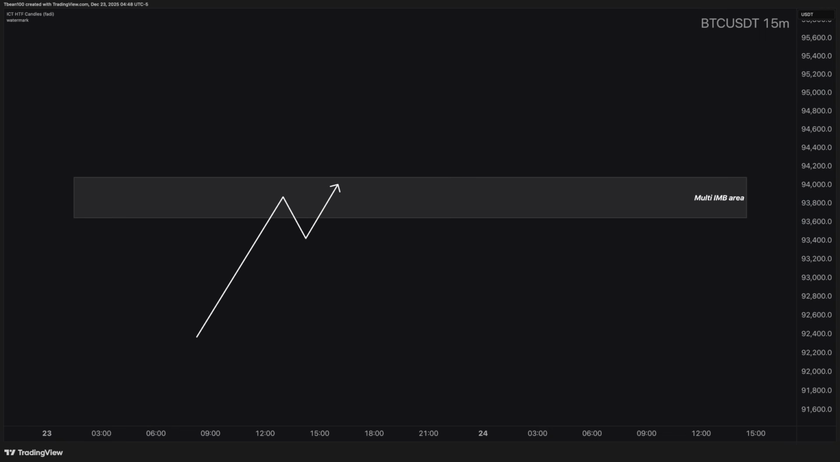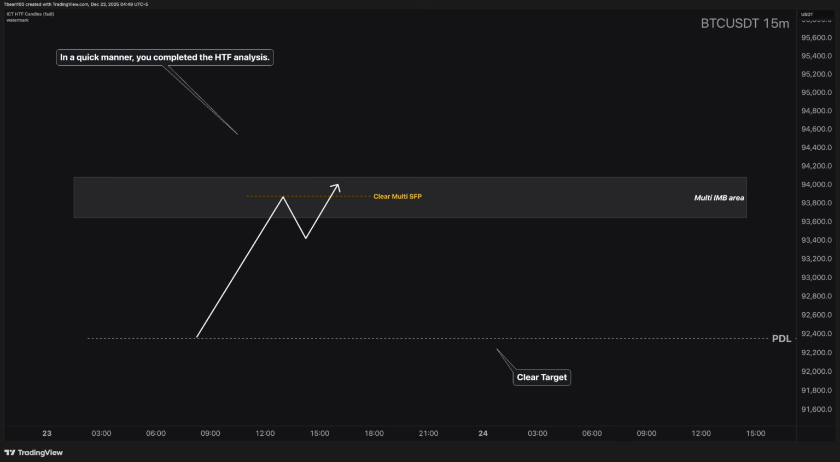We waited for the price to come back into our multi-imbalance area. Then we looked for supportive structures such as support and resistance flips or swing failure patterns like the one shown in our example. We combined this with clear targets such as the previous day highs or the previous day lows to define our directional bias.